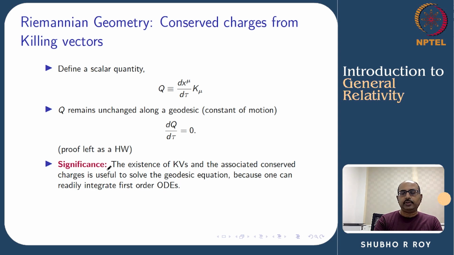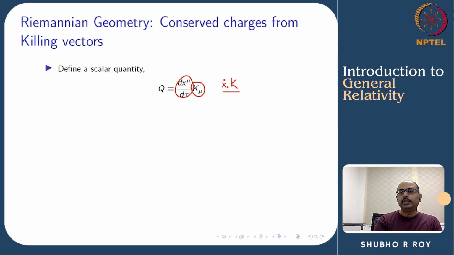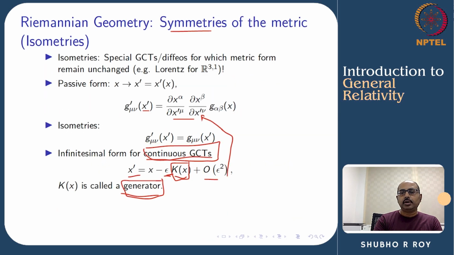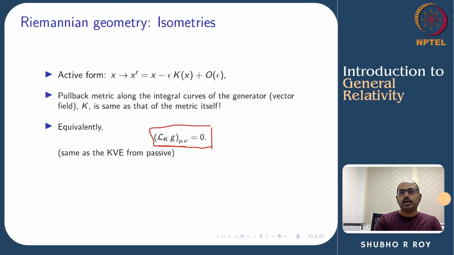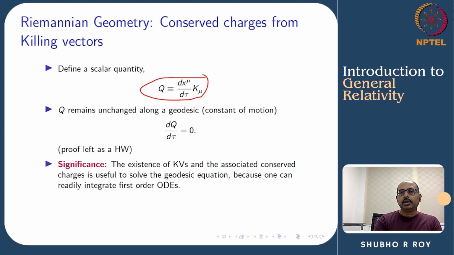Here I've written the significance of the existence of charges. One can have this equation, which is the conservation law, and this is first order in x mu. It is a first-order ordinary differential equation, and many times this can be readily integrated, rather than the geodesic equation, which is a second-order equation. On the other hand, the conservation laws which we will get are first order, and they can be readily integrated.